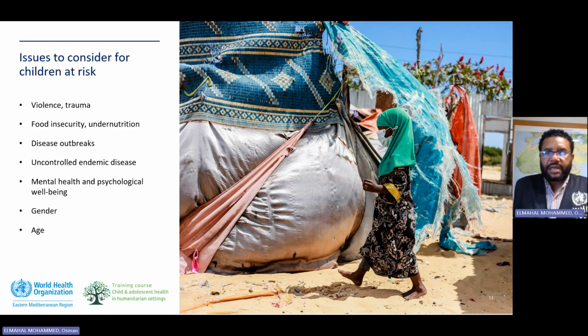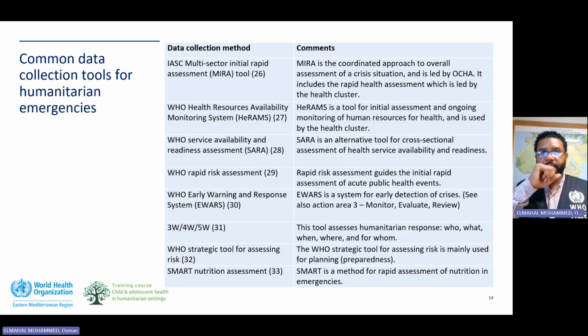So the issues to be considered, these are just examples. I don't think this is an exhaustive list, but these are the main issues that we think we can gather that could have consequences for the children: the violence and trauma, the food insecurity and undernutrition, disease outbreaks and controlled endemic diseases, mental and psychological well-being, gender issues, and the age issue. So these are the main issues that the guide considers after the discussions of the experts and the review of documents. Those are the elements of the assessment that people need to consider when we are conducting this kind of assessment.